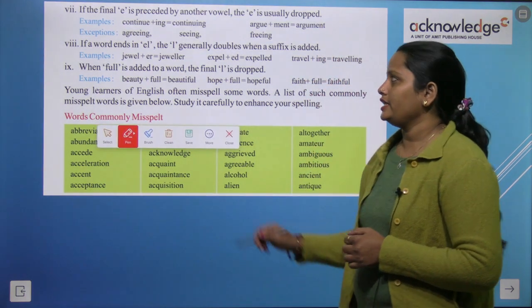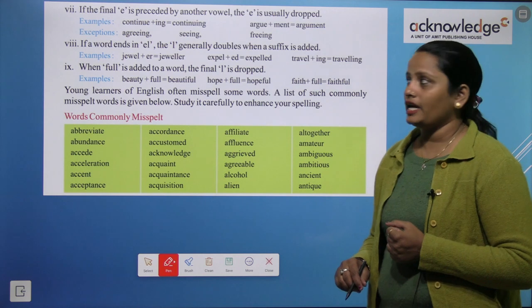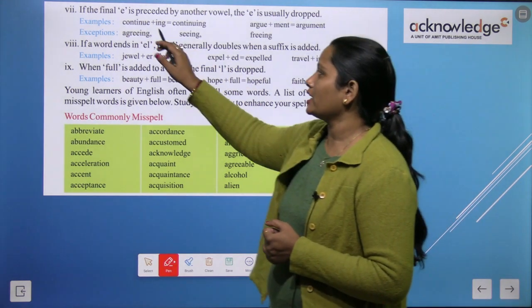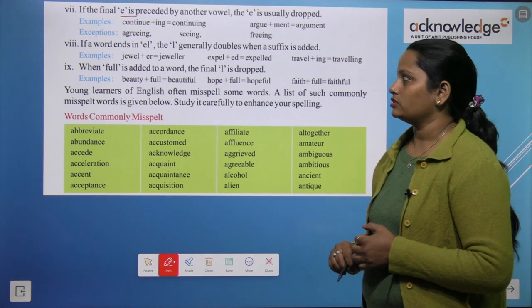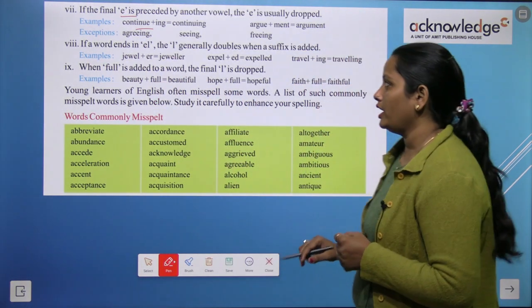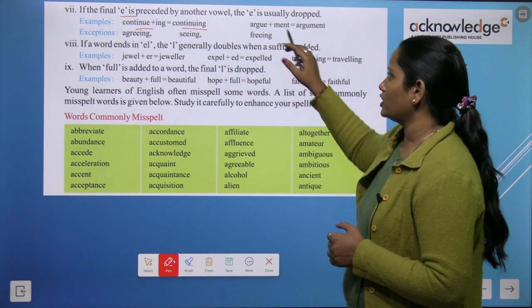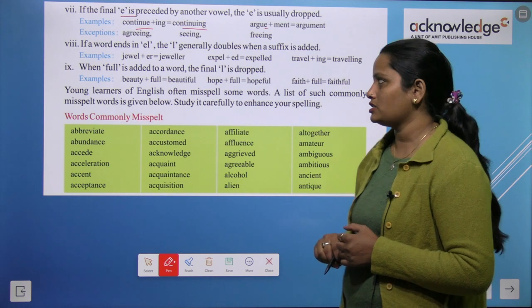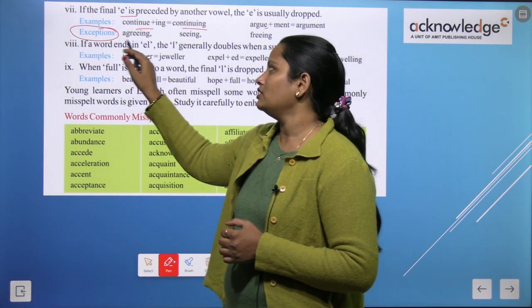If the final E is preceded by another vowel, अगर जो final E है precede किया जा रहा है किसी और vowel से, the E is usually dropped here. For example, continue में E लिखा हुआ है, so हमने E को remove करके continuing कर दिया है, argue में से E हटा के argument. But here also some exceptions are there.